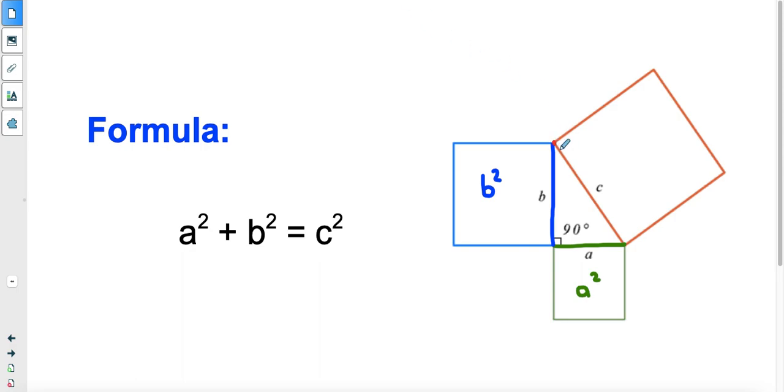And lastly, our hypotenuse, our longest side here, is C. And the area of this square is going to be C squared. So again, what the Pythagorean theorem tells us is if we add these areas, that's going to give us the biggest area here.